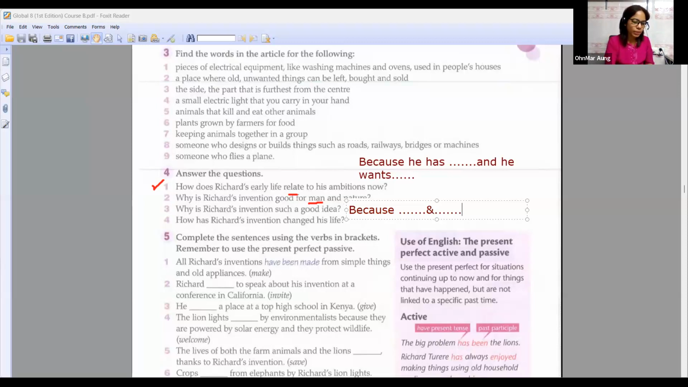Starting from "lion lives cost just $10" up to "their crops from elephants." But make it short. The ideas must be from that paragraph. Can you do it? Yes, I can do it. It is concerned with your writing skills. If you could summarize all the points with few words, it's better.